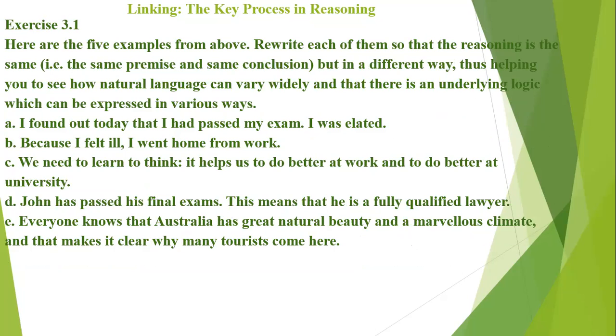Exercise 3.1. Here are the 5 examples from above. Rewrite each of them so that the reasoning is the same, i.e., the same premise and same conclusion, but in a different way, thus helping you to see how natural language can vary widely and that there is an underlying logic which can be expressed in various ways. A. I found out today that I had passed my exam. I was elated. B. Because I felt ill, I went home from work. C. We need to learn to think. It helps us to do better at work and to do better at university. D. John has passed his final exams. This means that he is a fully qualified lawyer. E. Everyone knows that Australia has great natural beauty and a marvelous climate, and that makes it clear why many tourists come here.